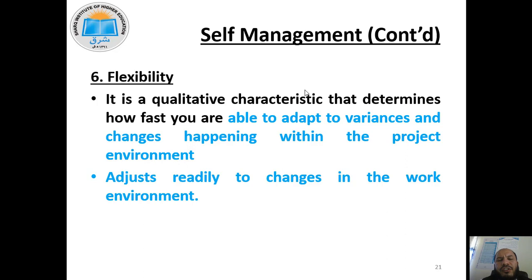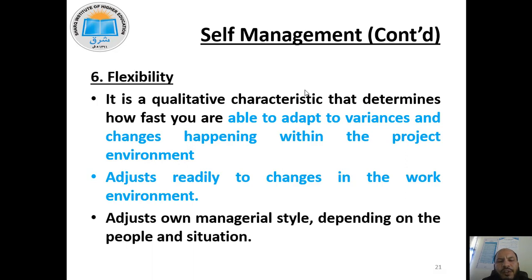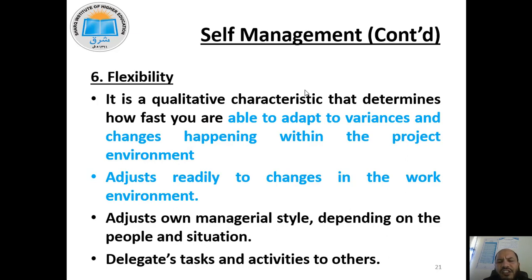Adjustment is the most important skill of the project manager, that he should have these skills to adjust himself to the stressful situation, to the difficult situation in the environment. He should adjust his own managerial style depending on the people and situation. He should consider the environment, the people, and the situation, and he should adjust himself to this environment, these people, and this situation. And he will delegate tasks and activities to others. So he should also have the flexibility to delegate tasks and activities to the other members of the project.